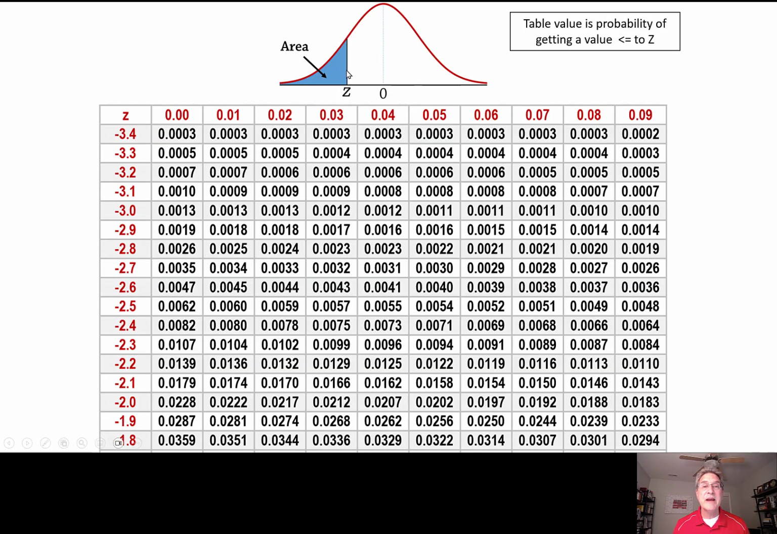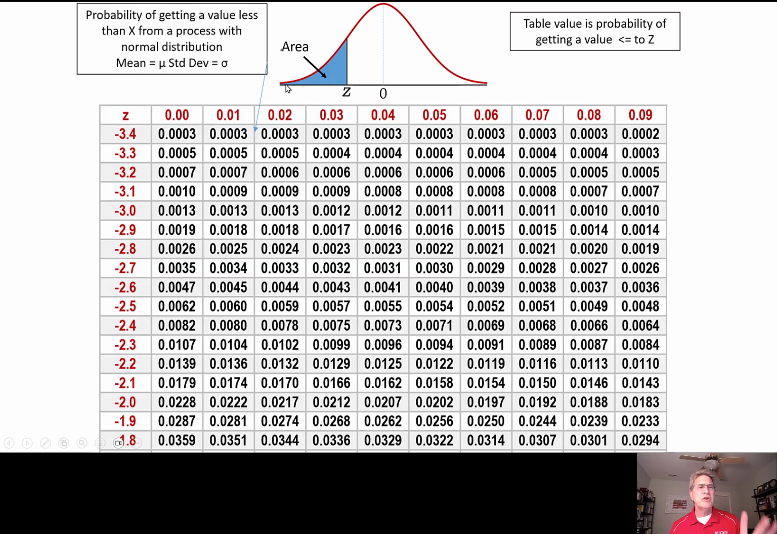This particular table is giving us the probability of getting a value less than x. I know that says z, you'll see why in just a second. From a process with a normal distribution, mean of mu, and standard deviation of sigma. Now, what's z? Z is the number of standard deviations away from the average. So the value we want minus the average, divided by the standard deviation. The number of standard deviations away from the mean.